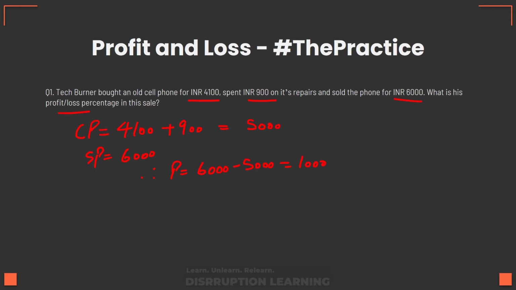So profit percentage, which has been asked, would be P by CP into 100, which is 1000 divided by 5000 into 100. So let's cancel these things and it would be somewhere around 20%, right? So simply 20% is the answer. Most basic question, very easy one. So I hope this was easy to understand. So let's move to the next question now.